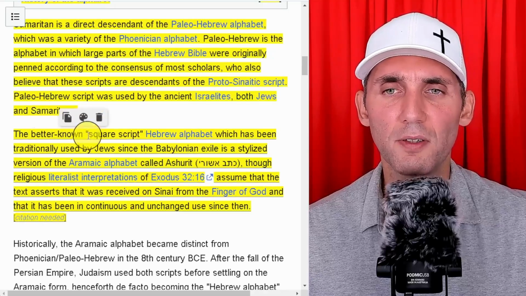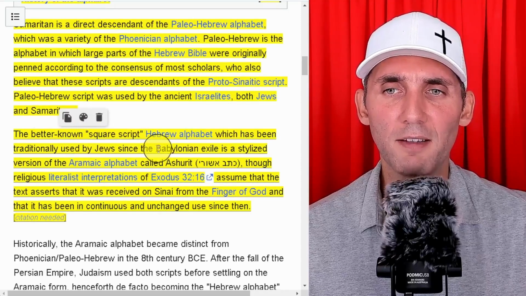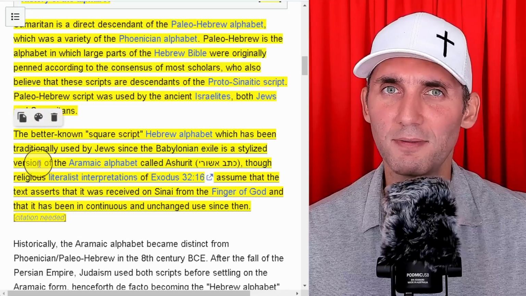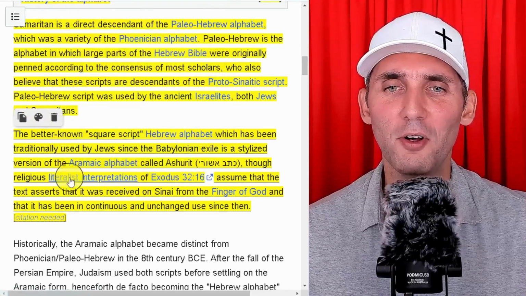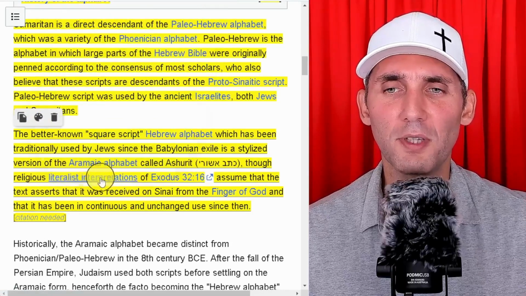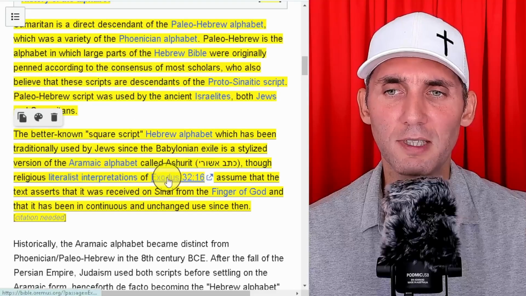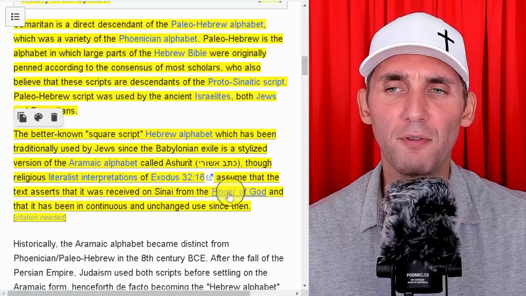The better-known square script Hebrew alphabet, which has been traditionally used by the Jews since the Babylonian exile, ding, ding, ding, is a stylized version of the Aramaic alphabet called Ashurit. Although religious literalist interpretations of Exodus 32:16 assume that the text asserts that it was received on Sinai from the finger of God and that it has been continuous and unchanged since then.